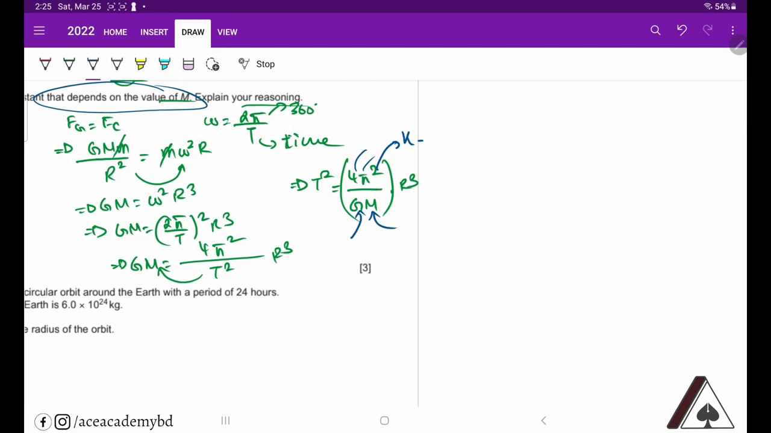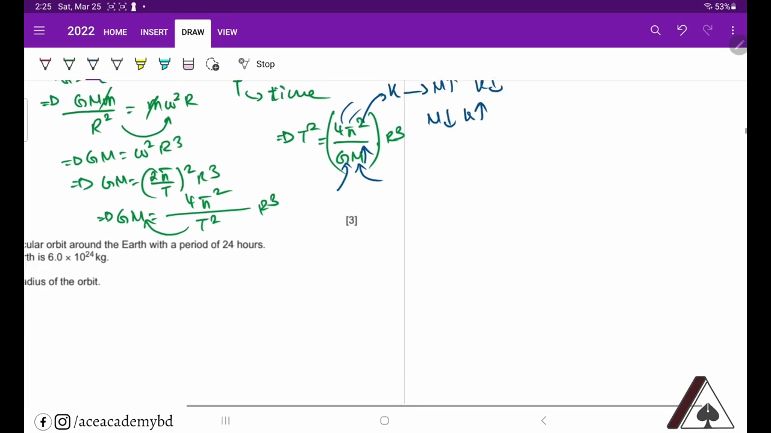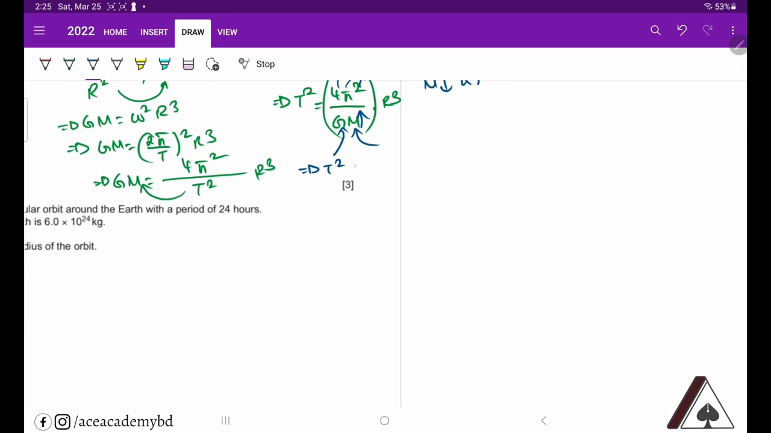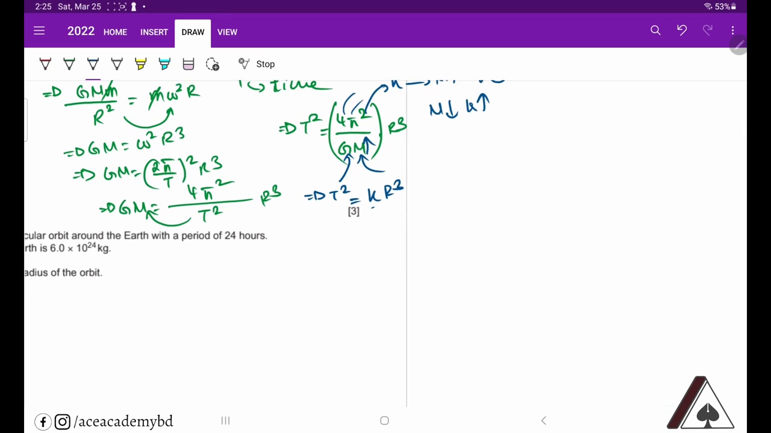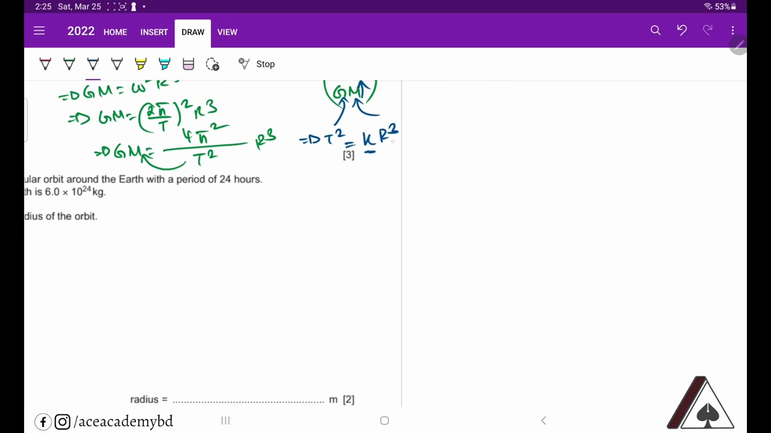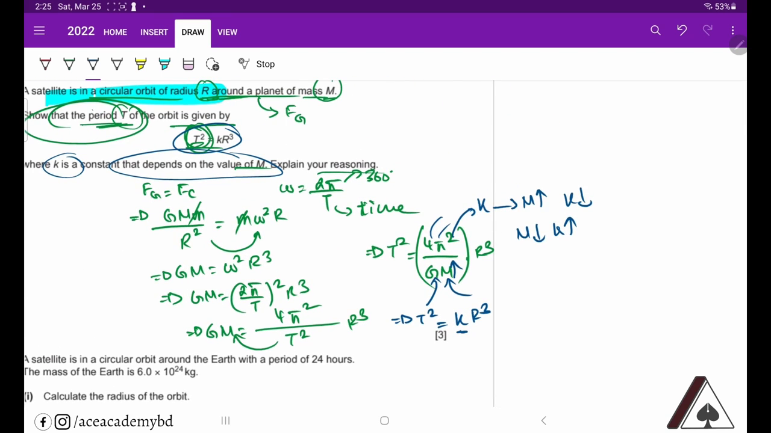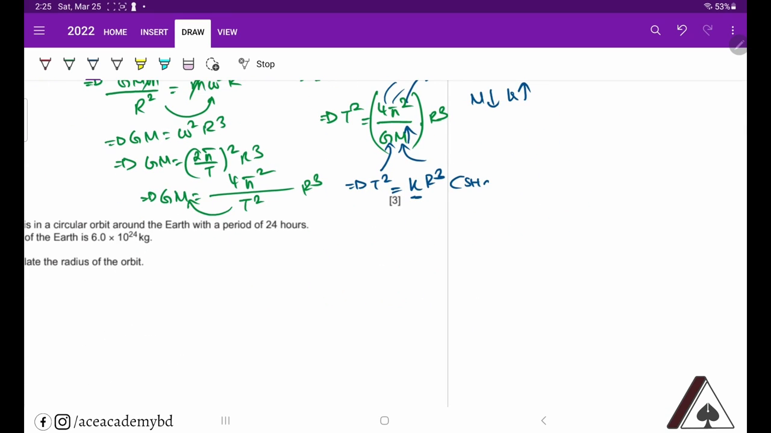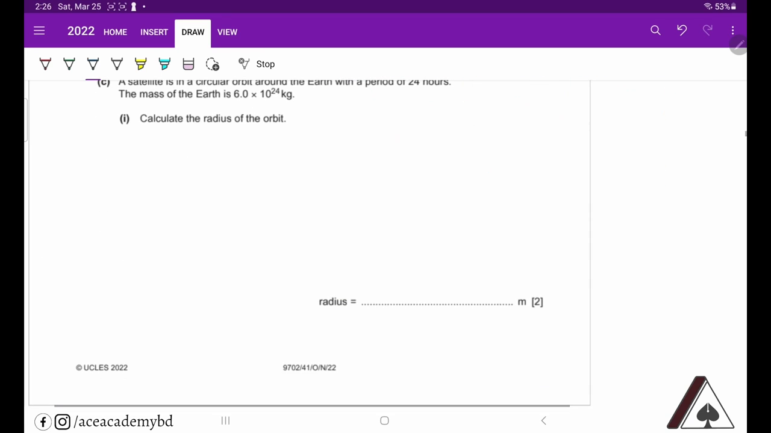And we know, as they have said, that the value of k depends on M. This means if M increases, then k is going to decrease. And if M decreases, then k will increase. Okay. So we can now write T squared equals k R cubed, because this whole thing is a constant and k is the other constant which defines this. Okay, and this is basically what they have asked us to show in the question. So we are just going to write show. Okay, so that's the first part of the question done.